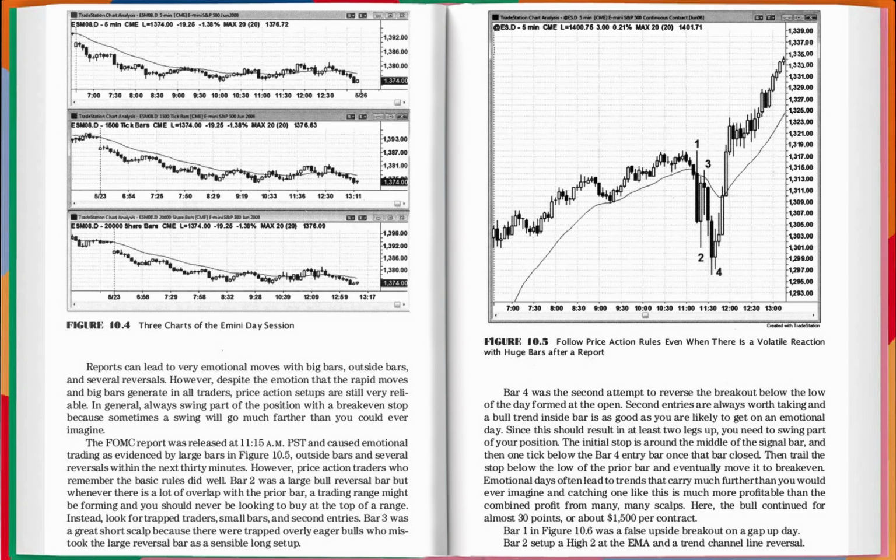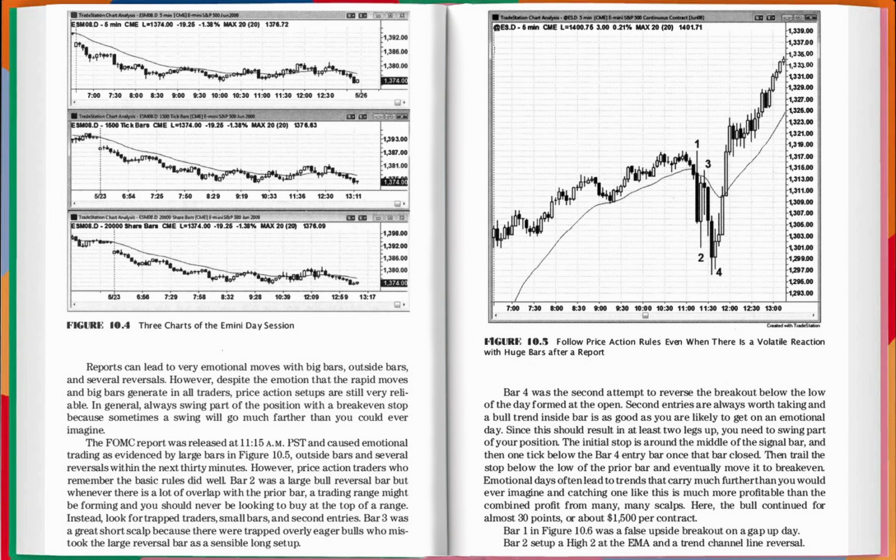The FOMC report was released at 11:15 a.m. PST and caused emotional trading as evidenced by large bars in figure 10.5, outside bars, and several reversals within the next 30 minutes. However, price action traders who remember the basic rules did well. Bar 2 was a large bull reversal bar, but whenever there is a lot of overlap with the prior bar, a trading range might be forming and you should never be looking to buy at the top of a range. Instead, look for trapped traders, small bars, and second entries. Bar 3 was a great short scalp because there were trapped overly eager bulls who mistook the large reversal bar as a sensible long setup.